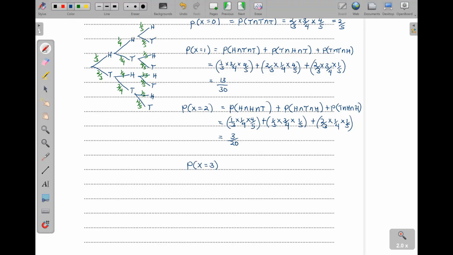And then lastly, we can get probability of x is equal to 3. That is when we have all heads, head, head, head. So this one will be 1 over 3 times 1 over 4 times 1 over 5, which is going to give us 1 over 60.